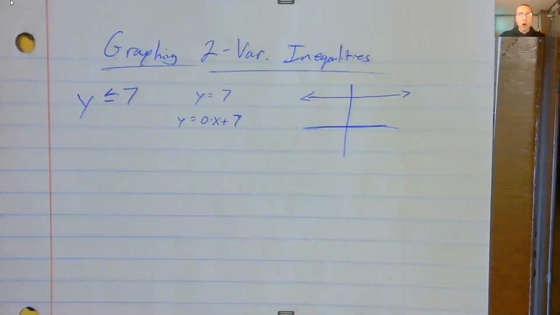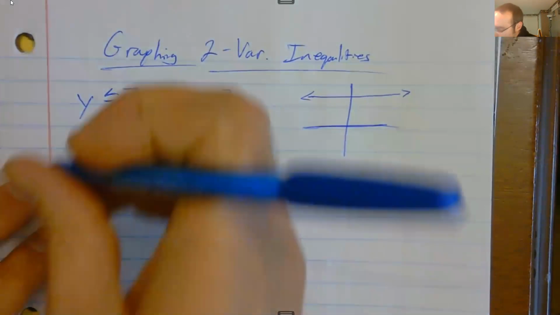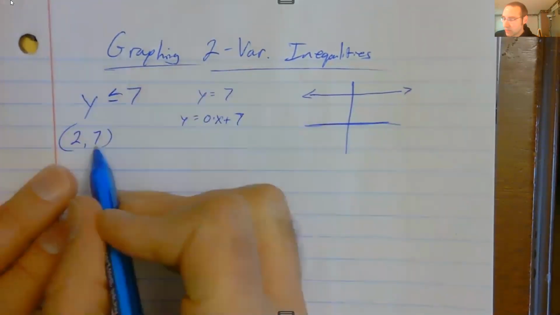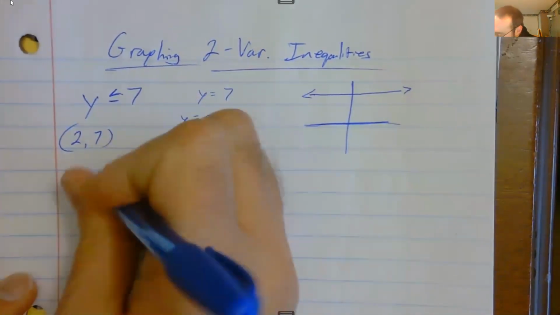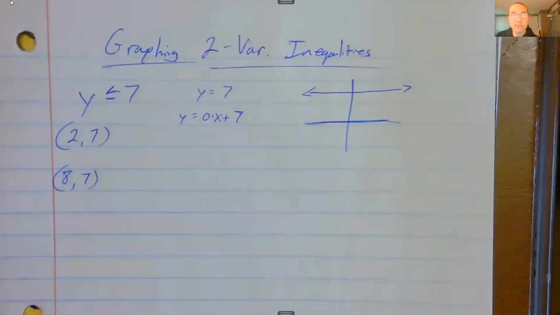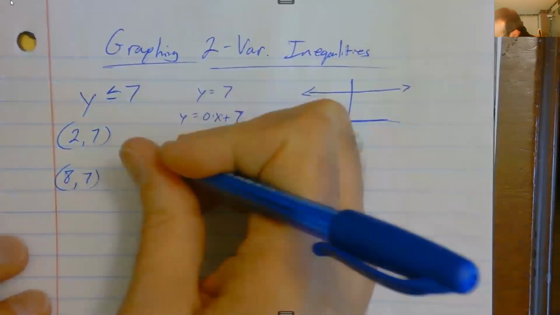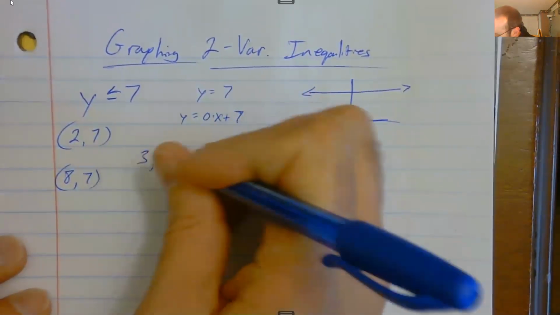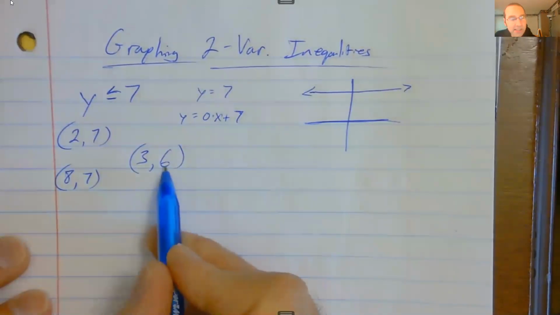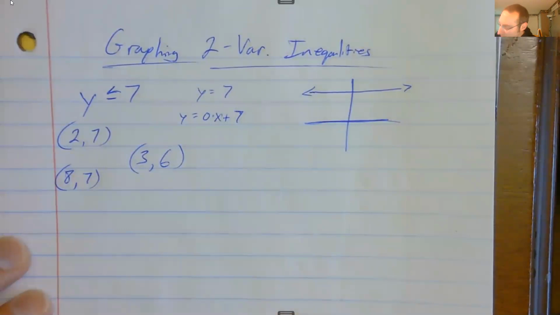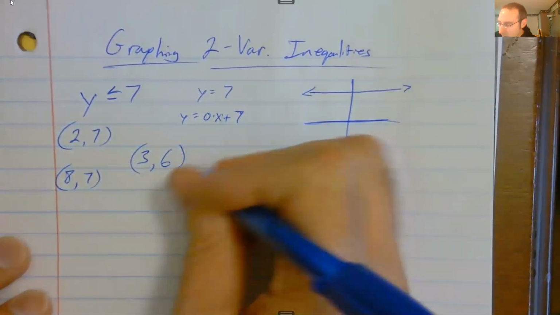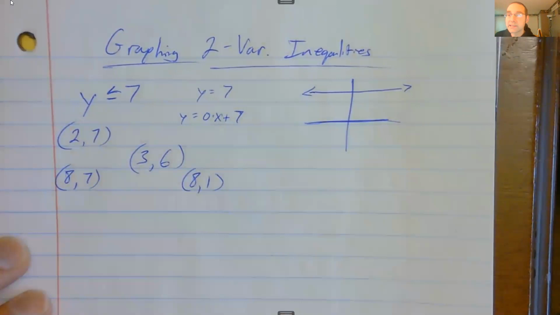So I want to think about what are all the points that would make that a true statement. And again, there's an infinite number of them, and I'm going to start listing off a few, like (2, 7), because the y value is 7, and 7 is less than or equal to 7. And (8, 7). The y value is 7, and 7 is less than or equal to 7. But then I'm going to think about (3, 6). So the y value is 6, and 6 is less than or equal to 7. And maybe (8, 1). The y value is 1, and 1 is less than or equal to 7.